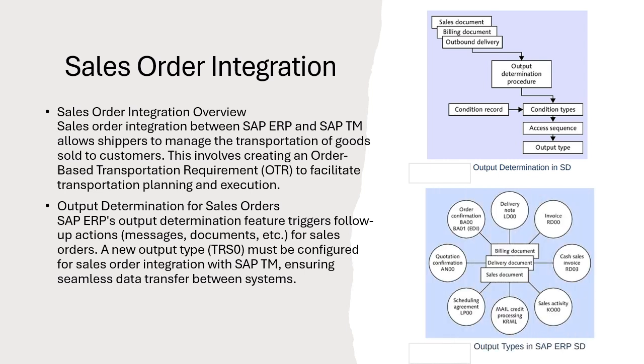And next figure shows the output types in SAP ERP sales and distribution. So these outputs such as TRS0 are actually critical for communication between the SAP ERP and the SAP TM, particularly when transferring sales order, deliveries, and other related documents. So these ensure relevant data flow between system during the transportation planning process.